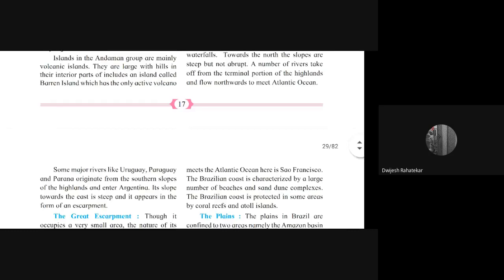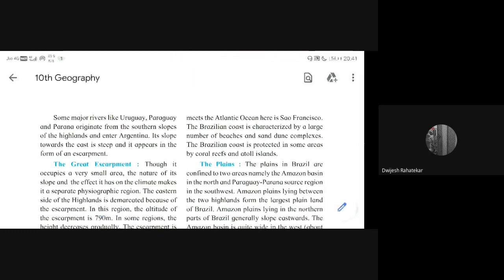So a number of rivers take off from the terminal portion of the highlands and flow northwards to meet Atlantic Ocean. Some major rivers like Uruguay, Paraguay, and Parana originate from the southern slopes of the highlands and enter Argentina. So some rivers start or take off from the highland region. They flow towards the north and they meet the Amazon river. But towards the south region also, some rivers originate. Some rivers take off from the highland region and they go to another country. What is the name of that country? It is Argentina. So which are the rivers? Uruguay is the river, Paraguay is the river, and Parana is the river.